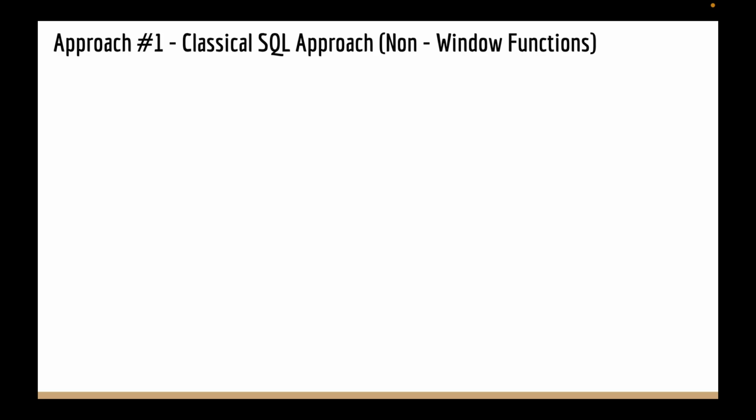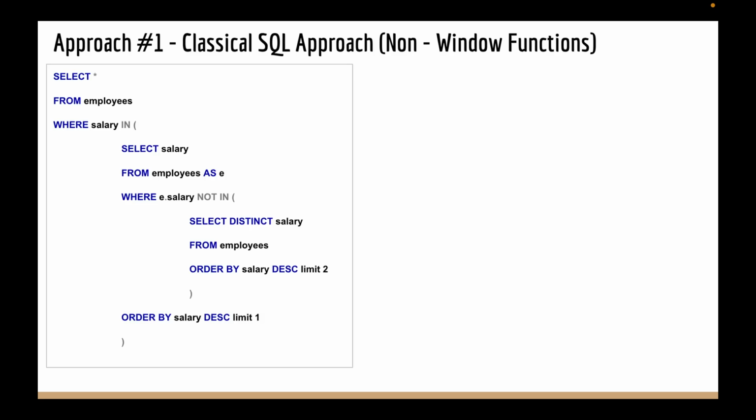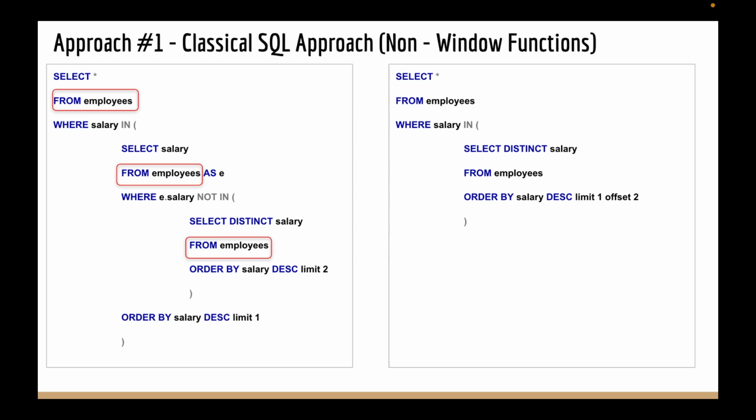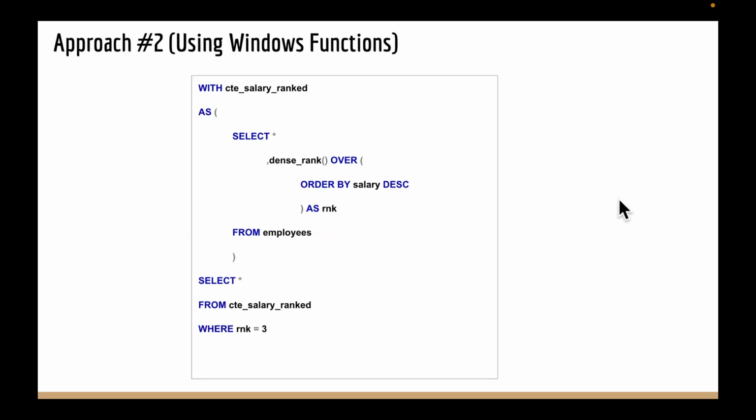I think now it's time to wrap up the video. We saw two approaches. Approach 1 was the classical SQL approach, and here we saw approach 1.A, which was scanning the table 3 times, and it was kind of a naive approach. Approach 1.B was a bit better version of this classical SQL approach, where we were scanning the table just 2 times because of the functionality of limit and offset.